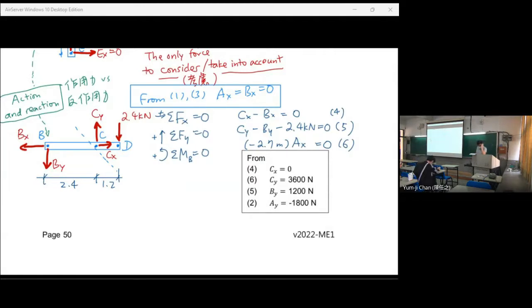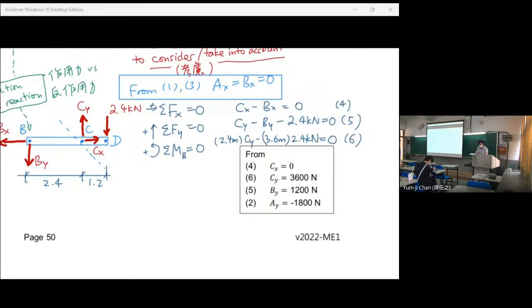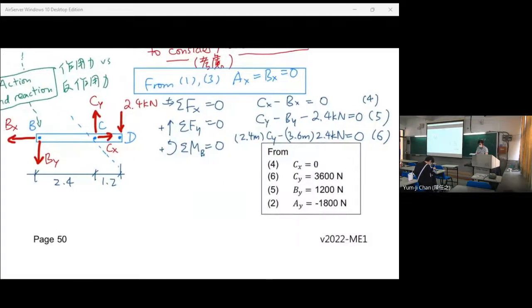Sorry, I wrote down the wrong thing. So this is 2.4 meters Cy minus 3.6 meter times 2.4 kilonewton is equal to 0. Let me make it a bit bigger. Does it look okay?